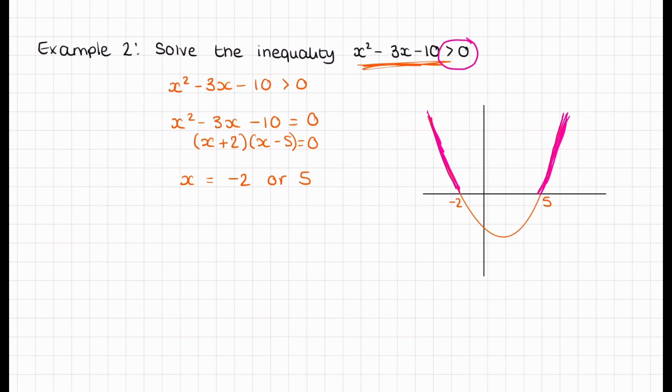So our solution to this, when this function is greater than 0, is when x is less than negative 2 and when x is greater than 5. Because between negative 2 and 5, the line is below the x-axis, which means it is less than 0 at those points. And that's the basics of solving inequalities.